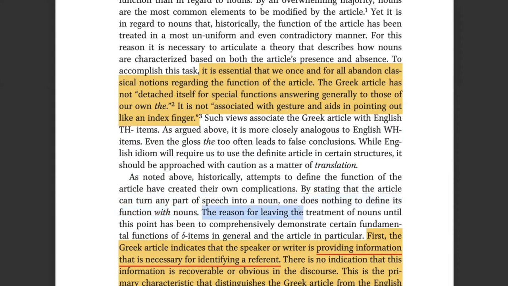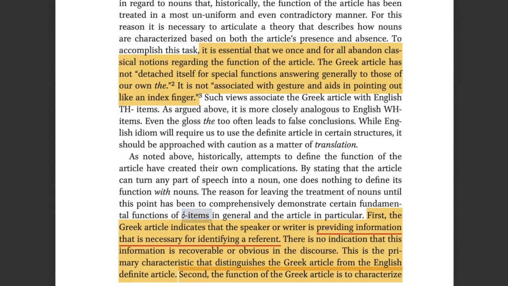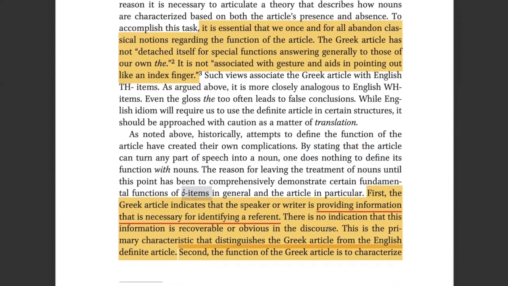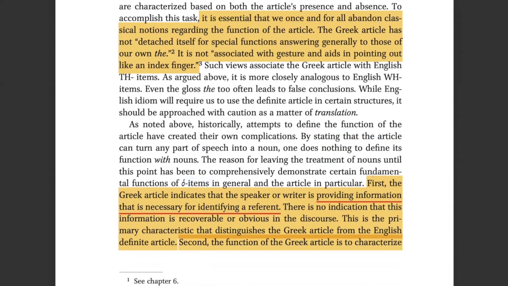The reason for leaving the treatment of nouns until this point has been to comprehensively demonstrate certain fundamental functions of the article items in general and the article in particular. So here's where he starts breaking down the important stuff. He says, first, the Greek article indicates that the speaker or writer is providing information that is necessary for identifying a referent. Now, you may say, well, Phil, that sounds very similar to the English use of the word the, and it is very similar, but it's not quite the same thing. So let's continue in the explanation here.